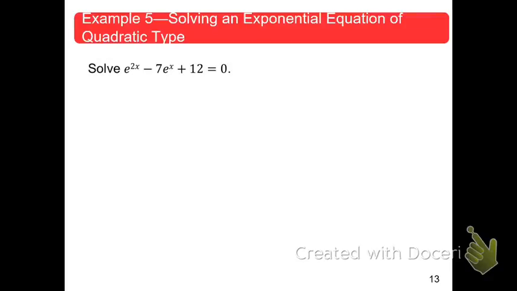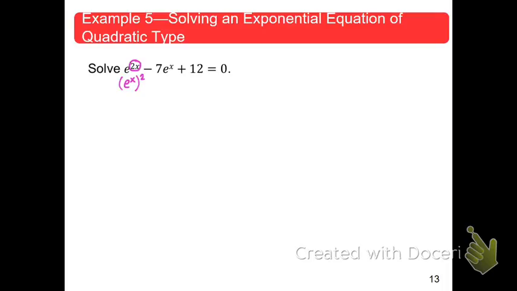Okay, lesson 3.4, example 5. We're still solving exponential equations, but this one looks a little different. This one has e to the 2x instead of just an x squared or just e to the x itself. But remember that these exponents are being multiplied, and so that's the same thing as if I'd said e to the x and then it's squared. So I could rewrite it like that.